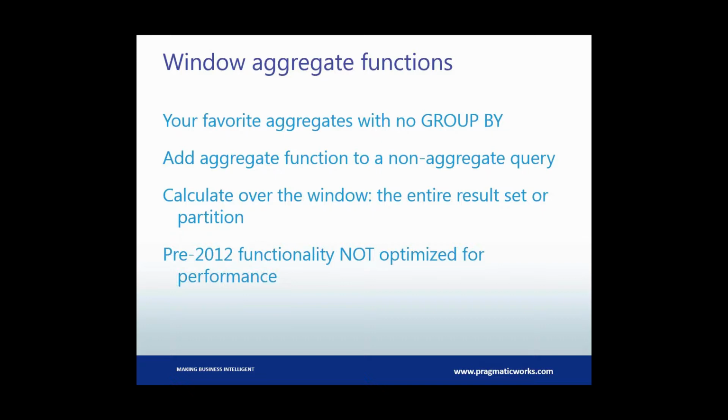So we're going to look at that window. We're going to do a calculation over the window of results. We are not going to force the other columns to be grouped. We can either do our calculation over the entire result set, or we can do calculations over a partition. There's one gotcha with this.